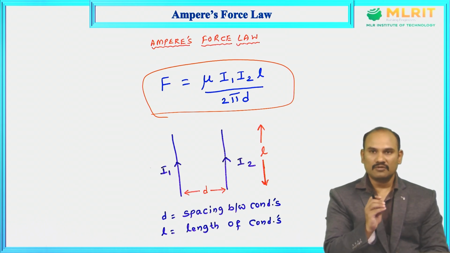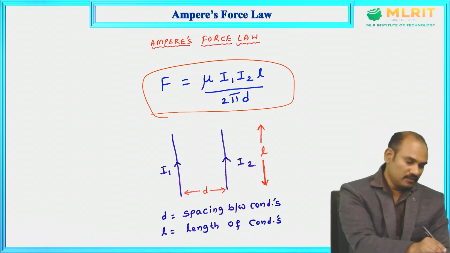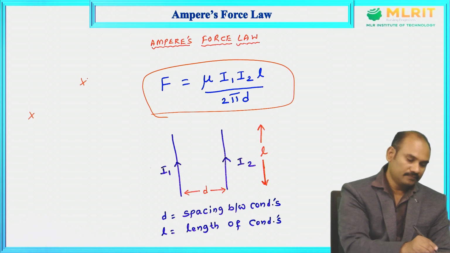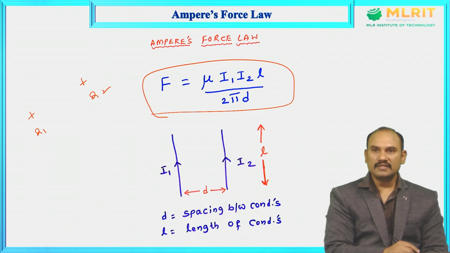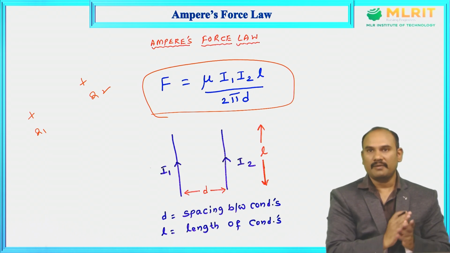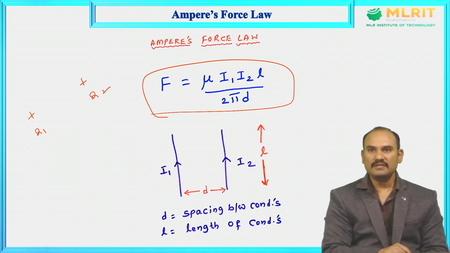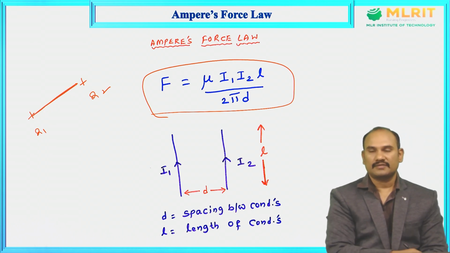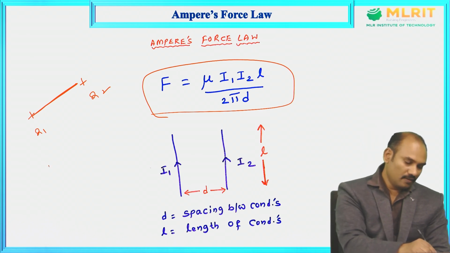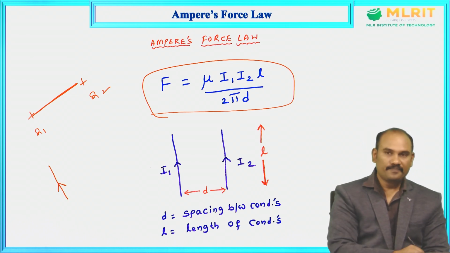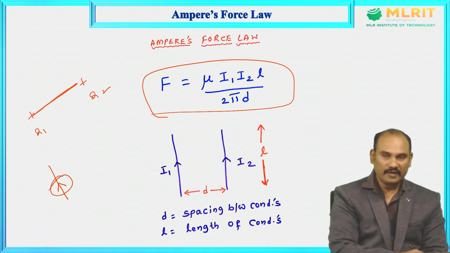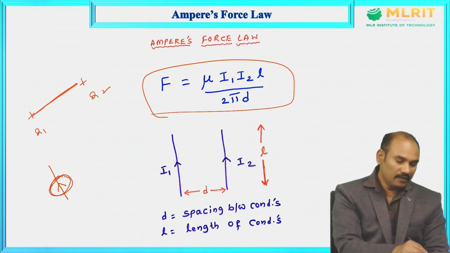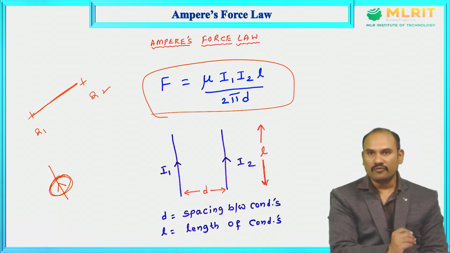Now, I just want to make a distinction once again. If we have two electric charges, namely Q1 and Q2, there exists an electric force between them, which simply means electric force exists between electric charges. Then where do you get magnetic force? A current carrying conductor is surrounded by magnetic field. That magnetic field can exert magnetic force.